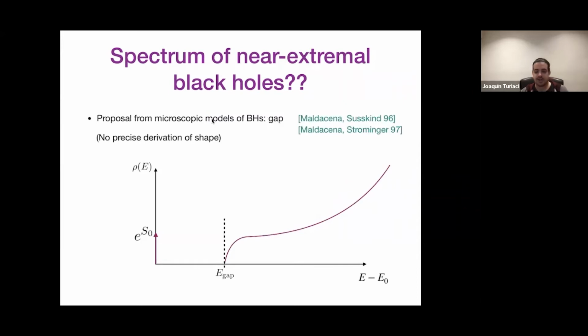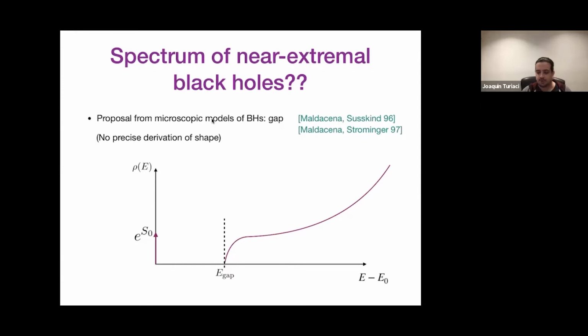Okay, the reason why it's called the gap scale is because there is one resolution that came from microscopic models in string theory, which is simply to say that there is no black hole in this region. Here you have a semi-classical behavior, but then there is something going on where the density goes to zero. There is no black hole here. And then you have this delta function at extremality with the right weight, e to the S naught, to account for the exactly extremal states.